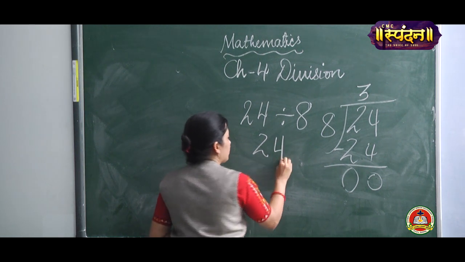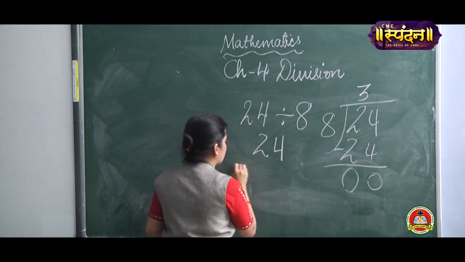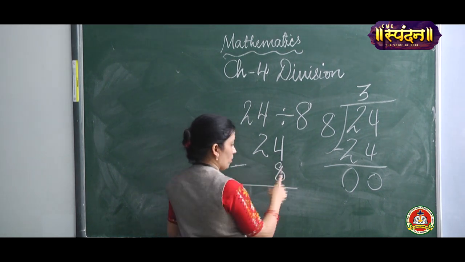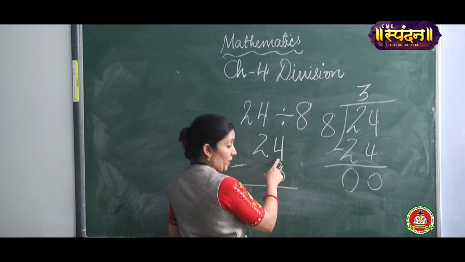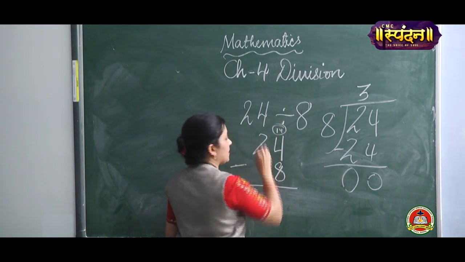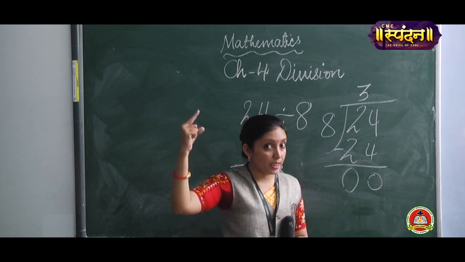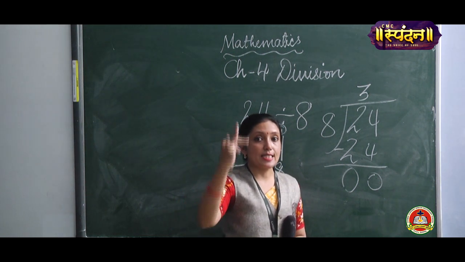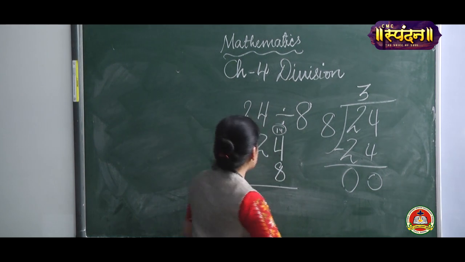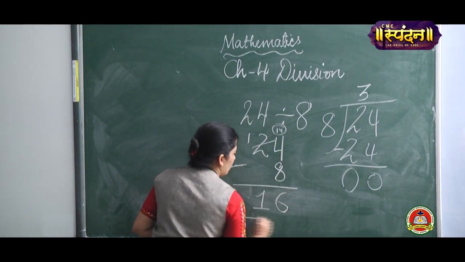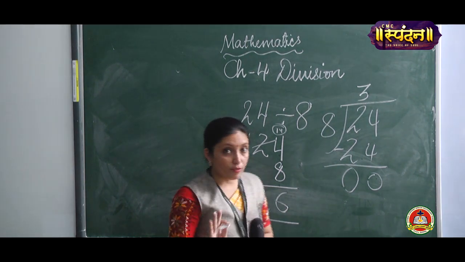Now see how we will do it with repeated subtraction. Repeated subtraction means the first time I am subtracting 8. We have already studied that 4 minus 8 is not possible, so I will borrow it. It will be 14 minus 8. 14 minus 8 means 6. Keeping 14 in mind, counting 9, 10, 11, 12, 13, 14, 6 is left. Now this is 1, so finally I have 16.